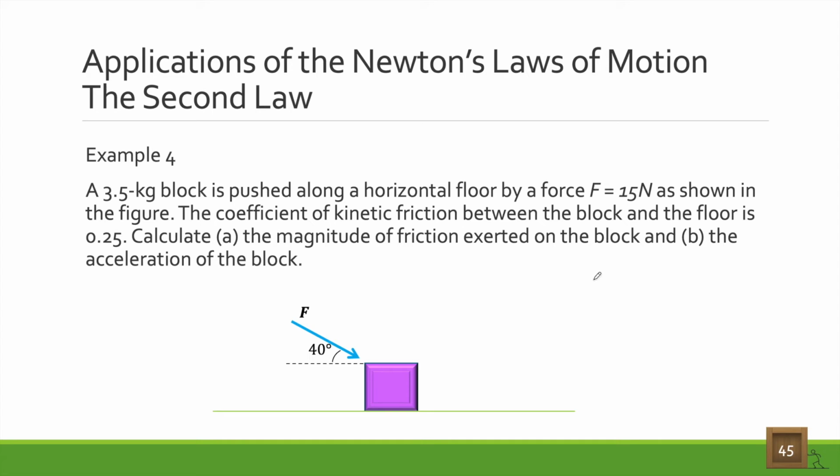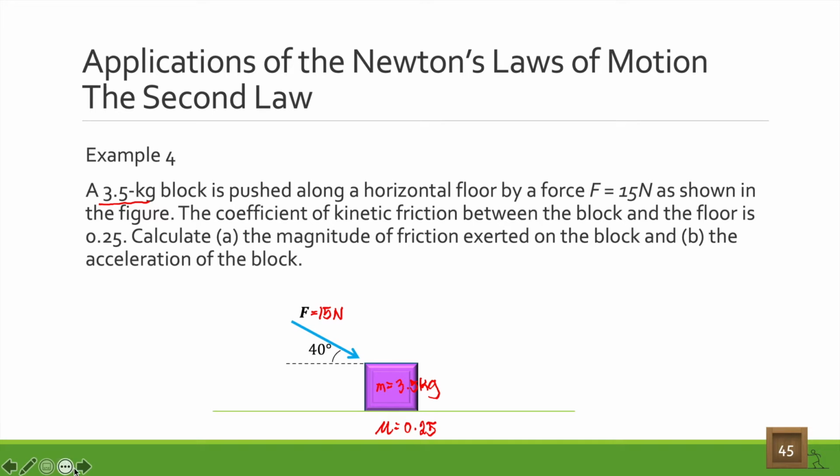A 3.5 kilogram block is pushed along a horizontal floor by a force of 15 newtons. So this is 15 newtons. And the coefficient of kinetic friction between the block and the floor is calculated to be 0.25. That's a constant value. Calculate the magnitude of friction exerted on the block and the acceleration of the block.